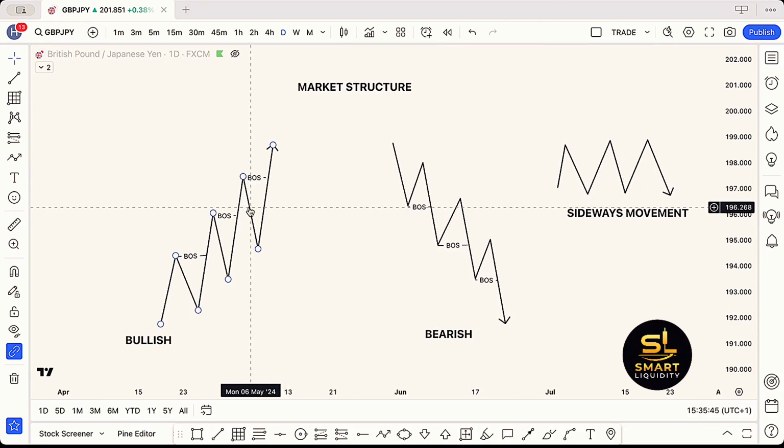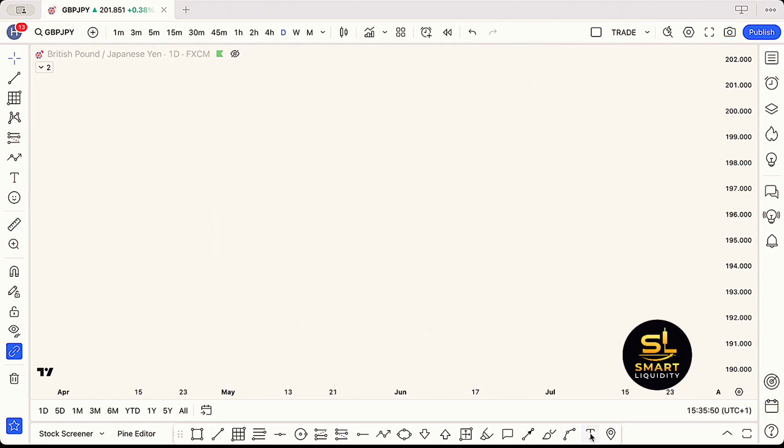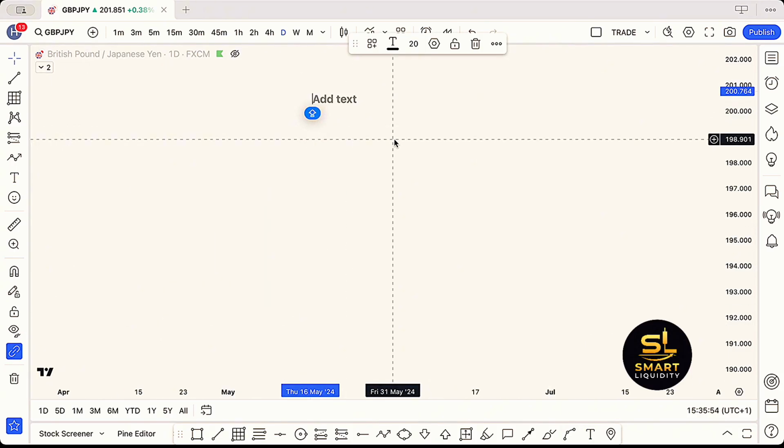I'll read the market structure. So the second thing I look out for is, once I point out what the market structure is, to go down to my entry time frame to look out for break of structure. If I've pointed out that the market structure is bullish, I will go down to my entry time frame to look out for break of structure to the upside, which will give me the bias to buy.